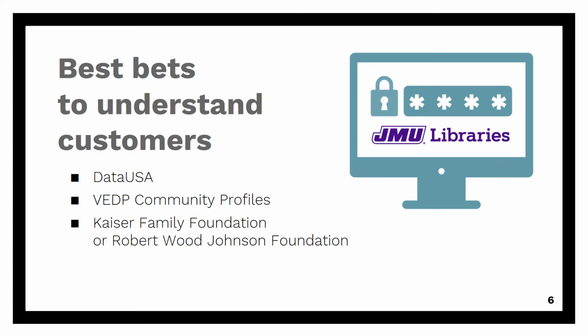Lastly, we looked at nonprofits and government agencies that monitor health indicators in our community. These are all free resources, so you don't need to worry about accessing them with your JMU EID. You can find them all in the SRM 337 Research Guide.